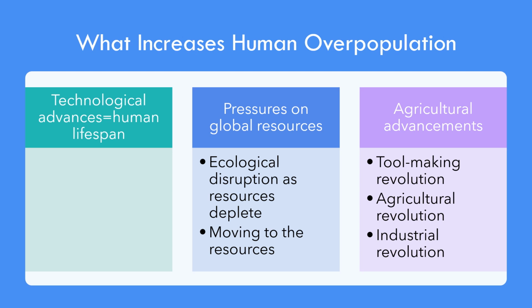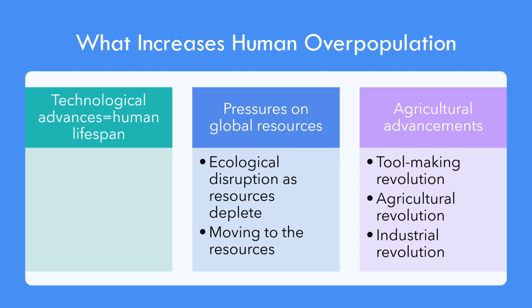So what increases human population, like overpopulation? Well, essentially with advancement of science, technology advances, which allow us to prolong human lifespan. Basically medicines, vitamins, surgeries, things like that, that would normally kill us back prior to these technologies are now able to sustain and even increase life. Pressure on global resources, so ecological disruption as resources deplete.